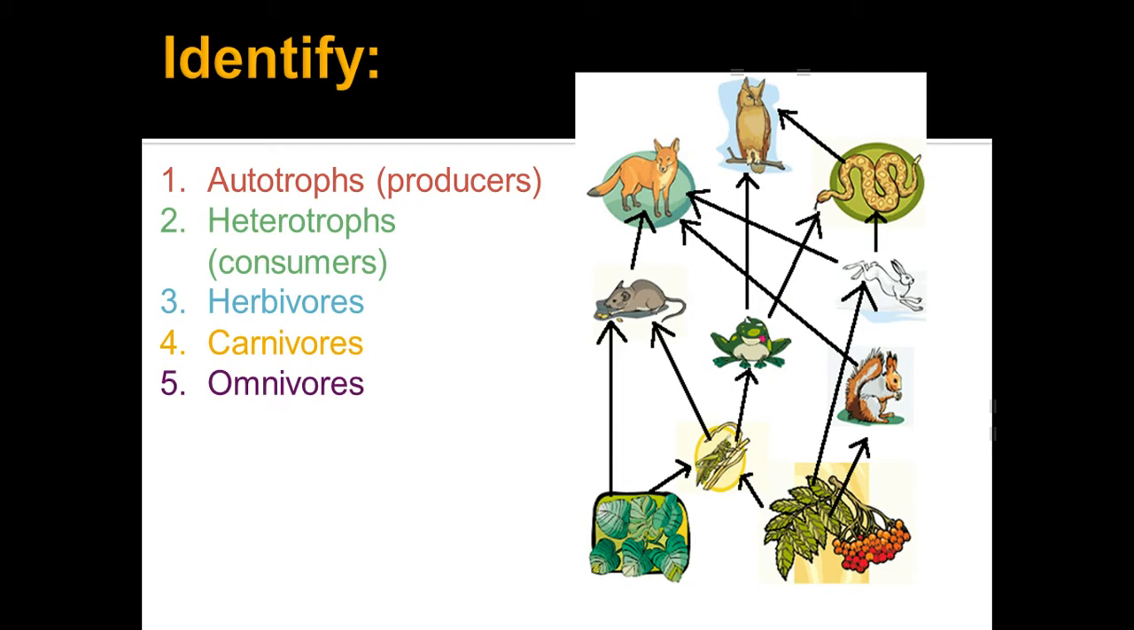And last but not least, identify the omnivores. These are things that do eat both plants and animals. So look for arrows that are connected, that go from both a plant and an animal to one consumer. And notice there is only one. Only the mouse eats both the grasshopper and the plant.